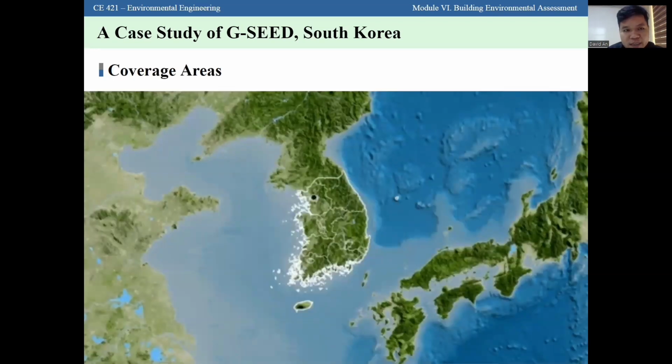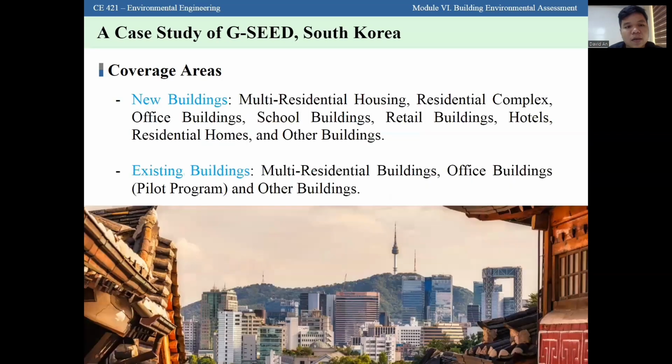And moving to this point, it's about the coverage area. The coverage area for GSEED covers many types of buildings, such as new buildings. For these, it already includes multi-residential housing, residential complexes, office buildings, schools, retail, hotels, residential, and other buildings. And for existing buildings, it's still similar to the previous one, which is multi-residential buildings, office buildings, and other types of buildings.